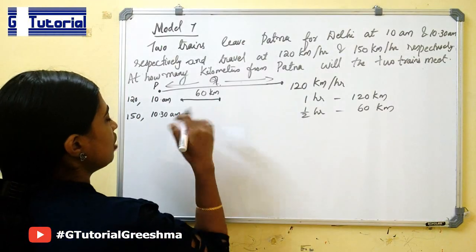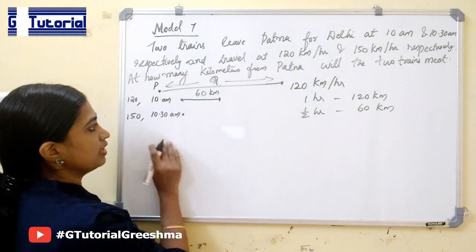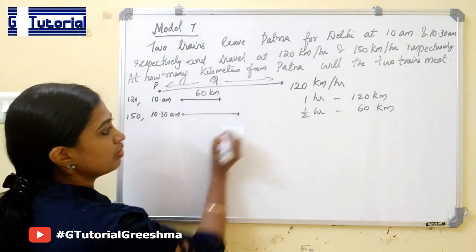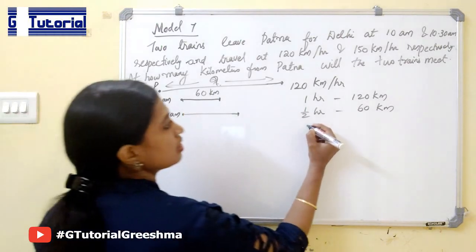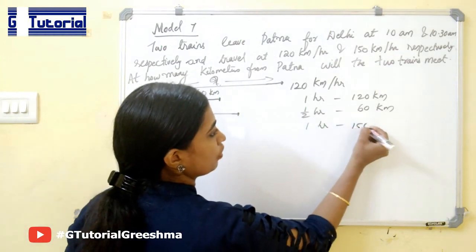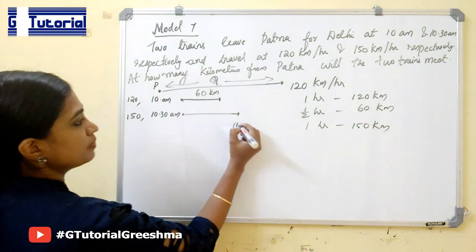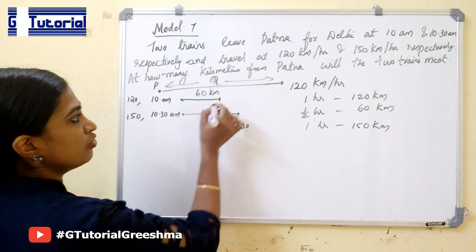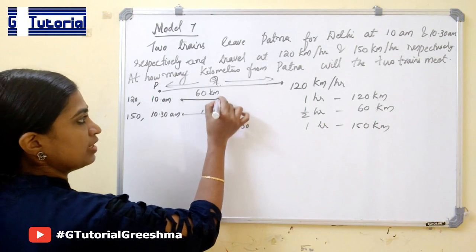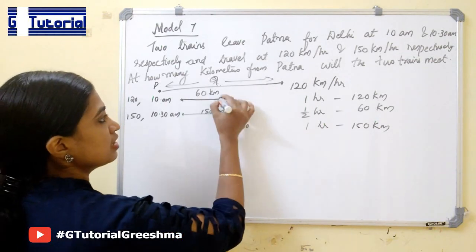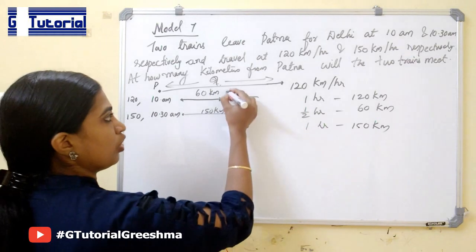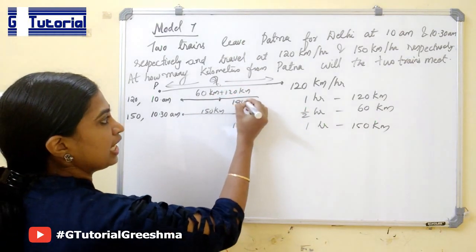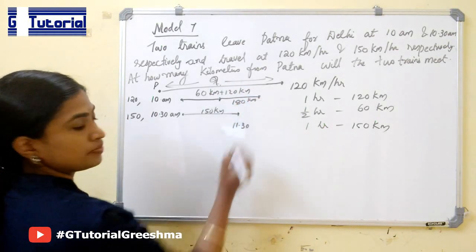60. Now after 1 hour, this train started at 10:30 a.m. At 11:30 a.m. it will be at what distance? In 1 hour it covers 150 km. So at 11:30 a.m. this train will be 150 km away, and this train, from 10:30 it is 60 km plus 120 km. No? In 1 hour it covers 120 km. So 60 plus 120, 180 km from Patna.